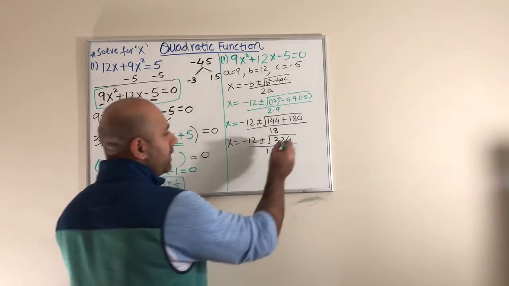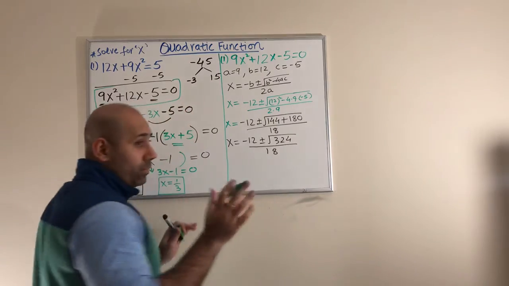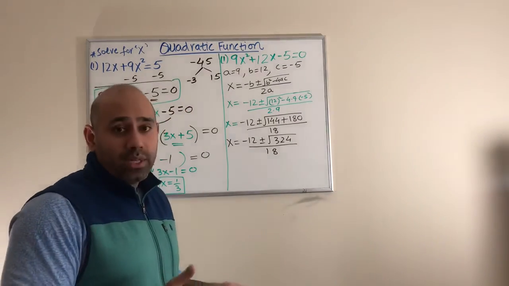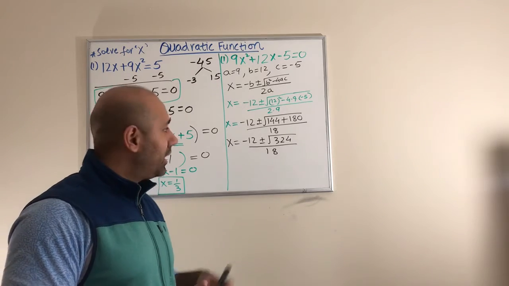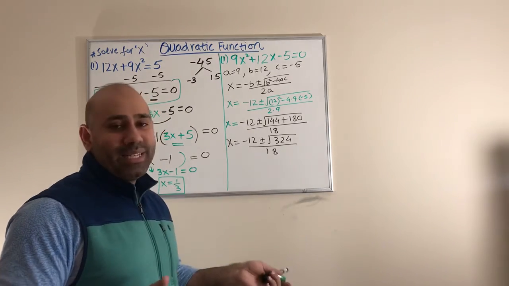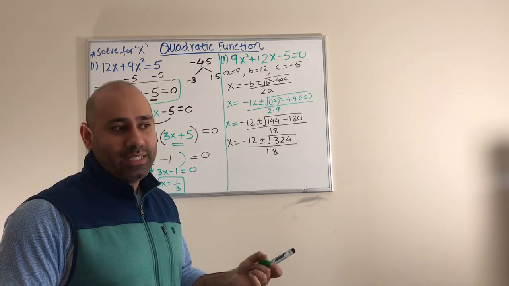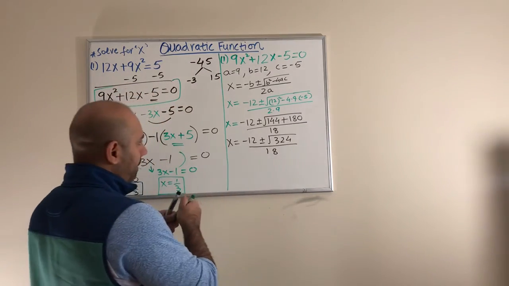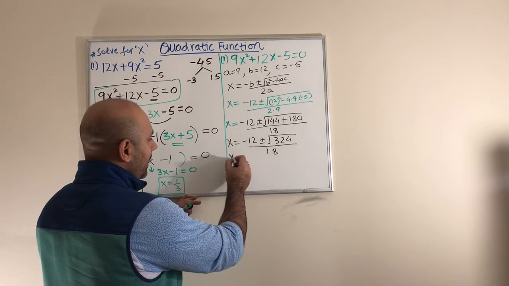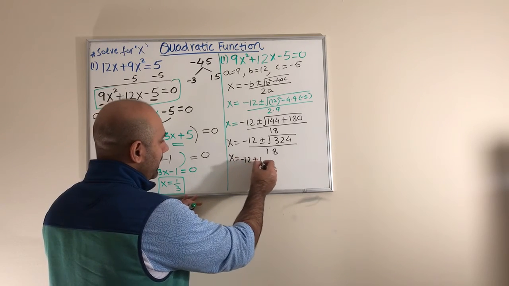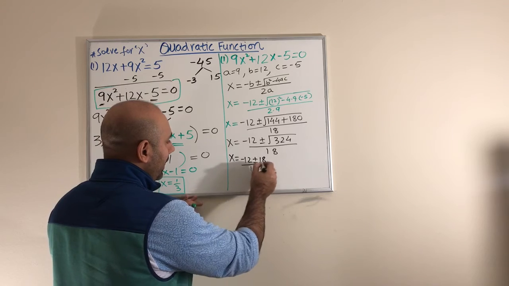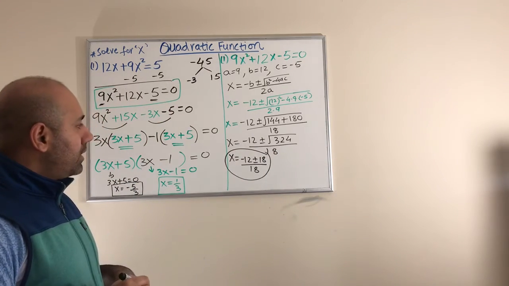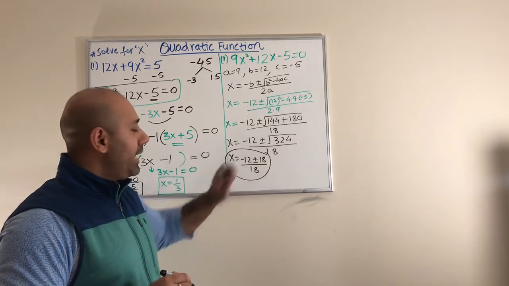Now to do radical 324, first we should see if it's a perfect square. If it's a perfect square, then we can just simply write the value for it. And it turns out that in this case, it is a perfect square. Radical 324 is 18. So you can replace this as x equals negative 12 plus minus 18 over 18. Guys, please focus on this, because radical 324 is 18.